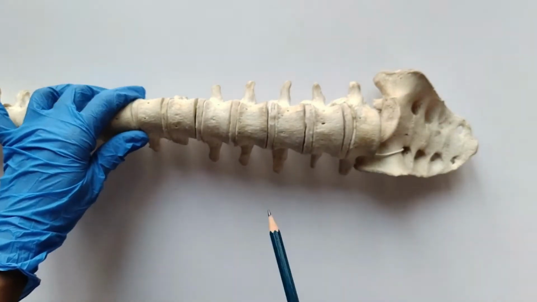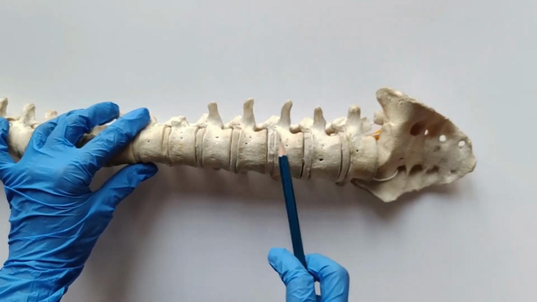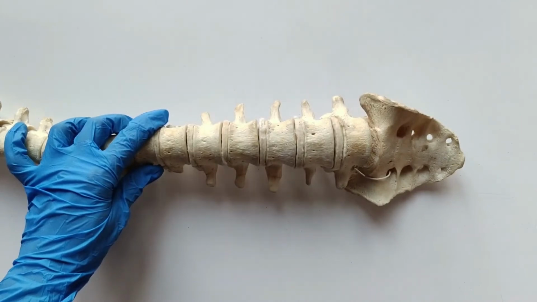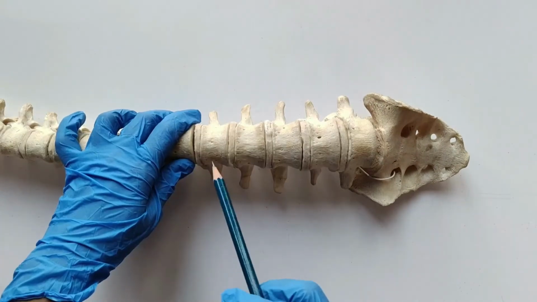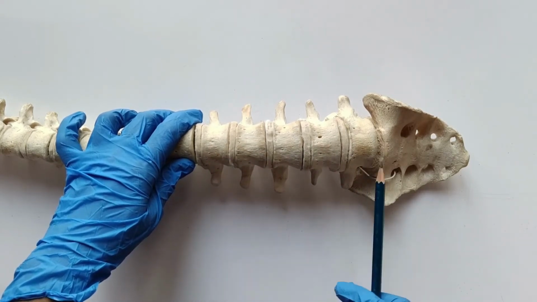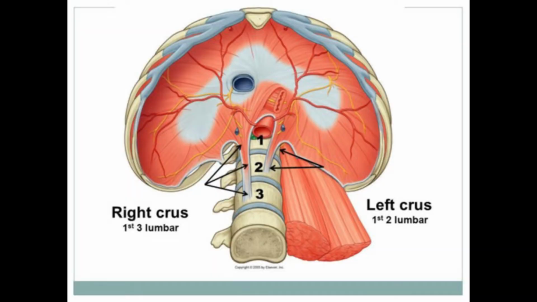So here are the 5 lumbar vertebrae, and what you see here are the anterior surfaces of the bodies of the lumbar vertebrae, and the attachment of the crura of diaphragm comes onto the anterior surfaces of the bodies of the lumbar vertebrae. We know that diaphragm consists of a right crus and a left crus. So the right crus of the diaphragm is attached to the anterior surfaces of the bodies of upper 3 lumbar vertebrae, while the left crus of the diaphragm is attached to the anterior surfaces of bodies of only first 2 lumbar vertebrae.